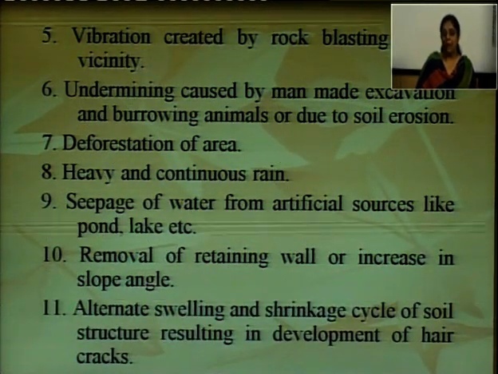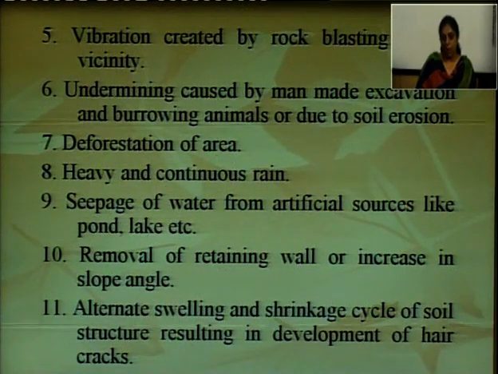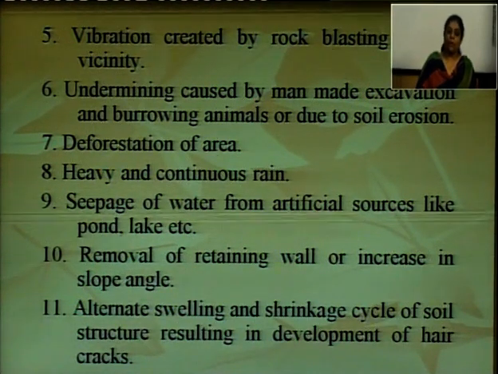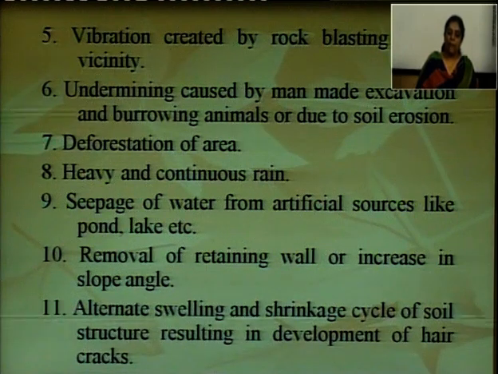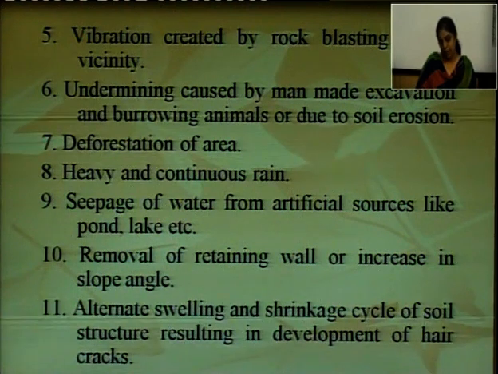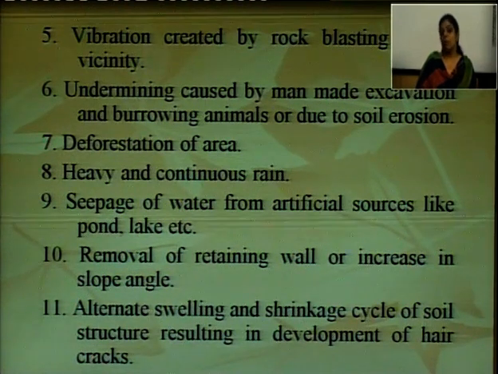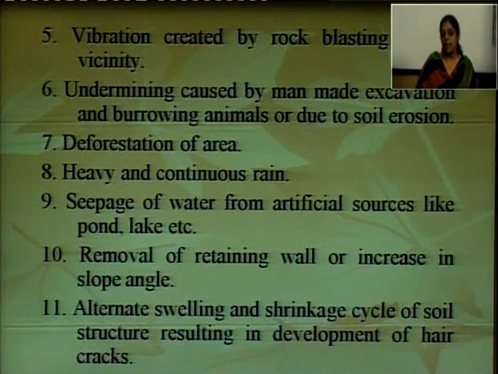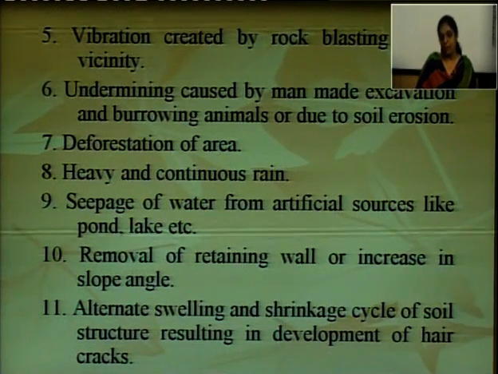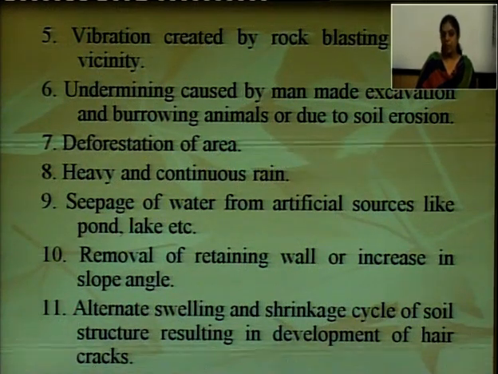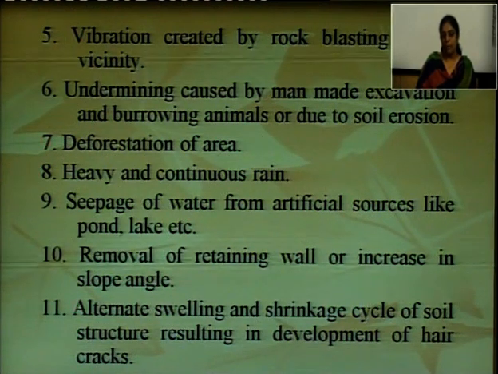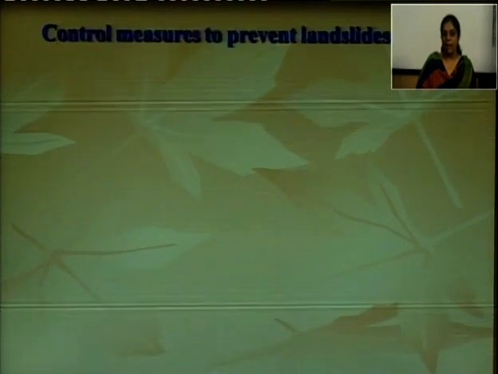Then alternate swelling and shrinkage cycle of soil structure resulting in development of hair cracks. Sometimes the soil swells, then it shrinks down. When it is wet, it swells, and when it dries out, it shrinks. This alternate swelling and shrinkage cycle results in development of hairline cracks, and finally it results in landslides.